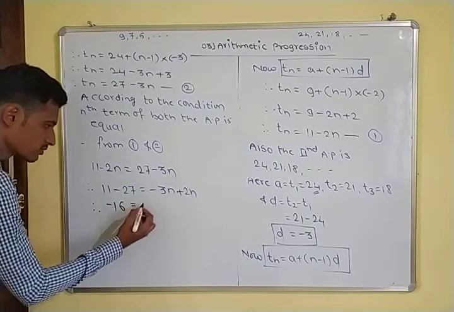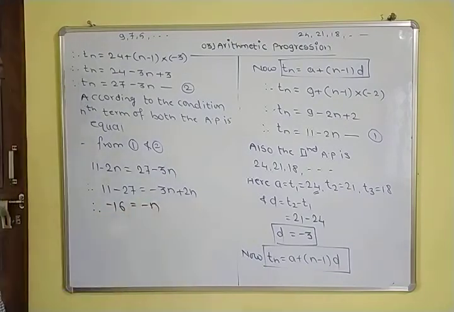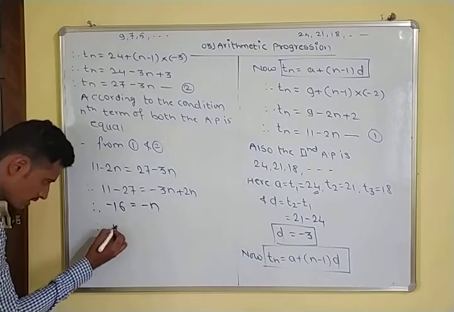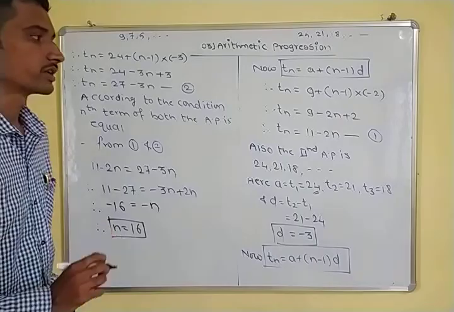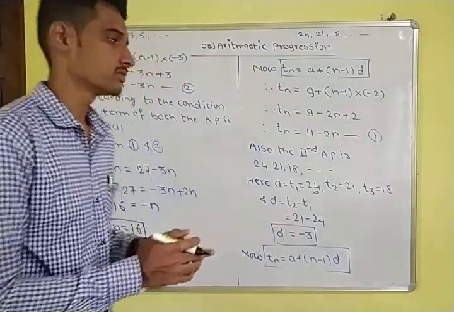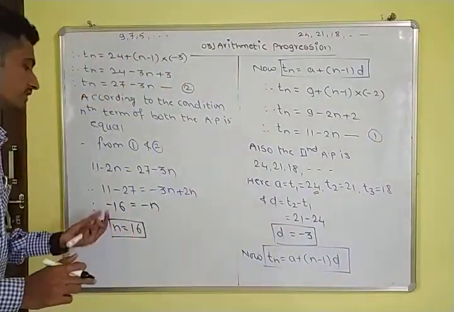But minus 16 is equal to minus n. So n is equal to what? n is equal to 16. So the value of n is equal to 16. But we have to find the nth term.